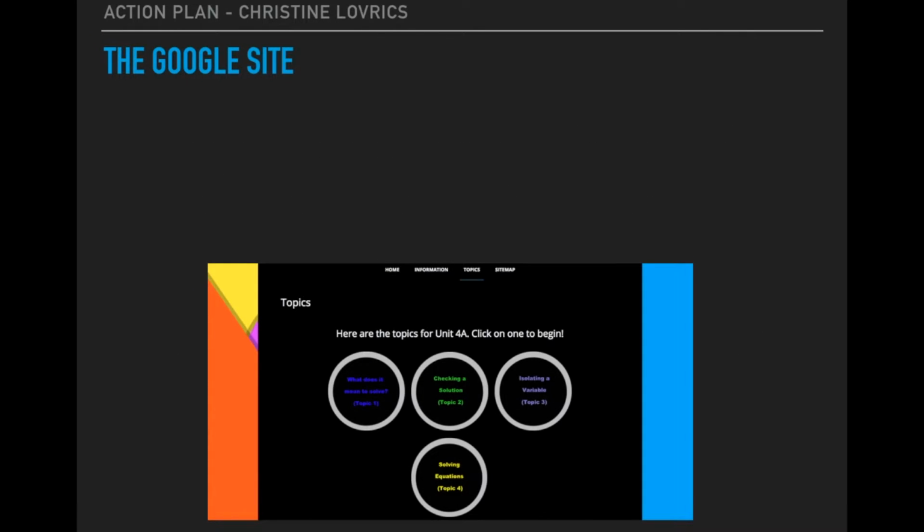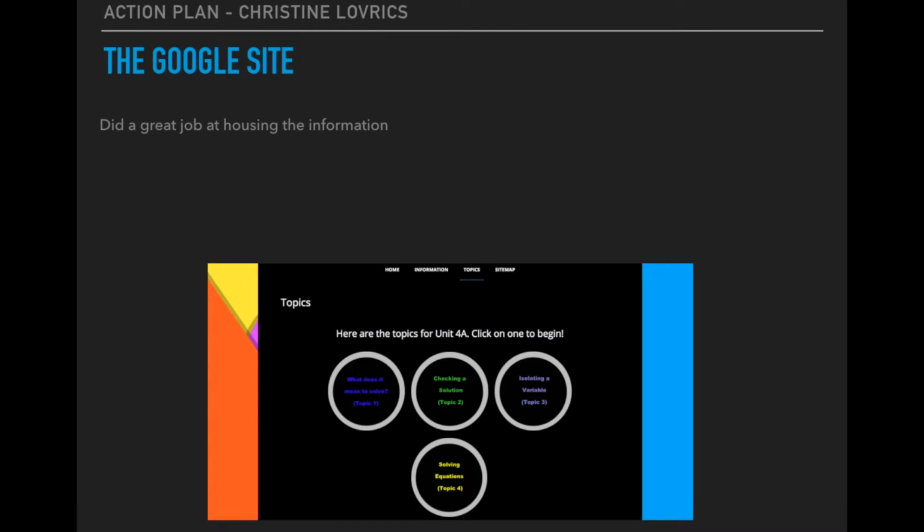So in terms of the Google site, I created it for our Unit 4 in Grade 9, our Solving Equations unit. And you'll see there I have a bunch of topics. When you clicked on each of those topics, it took you to a separate page where you had an Edpuzzle video embedded, the worksheet, as well as an online Google form that was a formative.